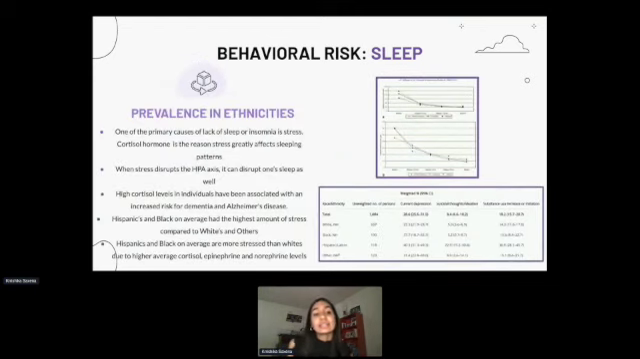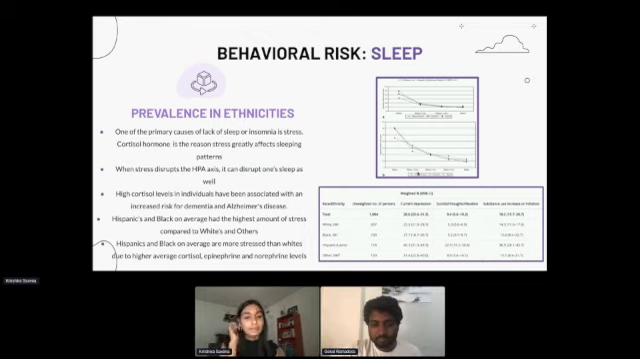Now, the prevalence and ethnicity. One of the primary causes of poor sleep is stress, and the stress hormone is known as cortisol. High cortisol levels in individuals have been associated with an increased risk for dementia and Alzheimer's disease. I found out Hispanics and Black people on average had the highest amount of stress compared to whites and others. They also have more stress than whites based on average cortisol, epinephrine, and norepinephrine levels. You can see in the images here the categories of why they're more stressed and each level.